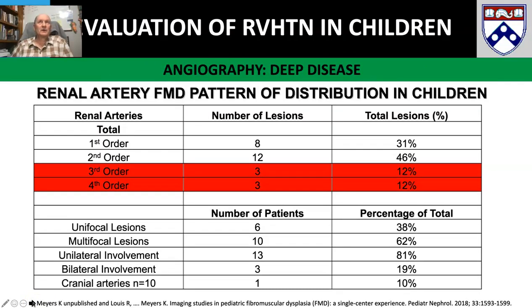What about the pattern of FMD distribution in children? Well, as we've shown and others, the lesions are not just in the main renal artery and the second renal artery, which are amenable to angiography, but they may be in the third or fourth order, very difficult to get to, and not manageable by angioplasty or by direct surgery to the vessels themselves.